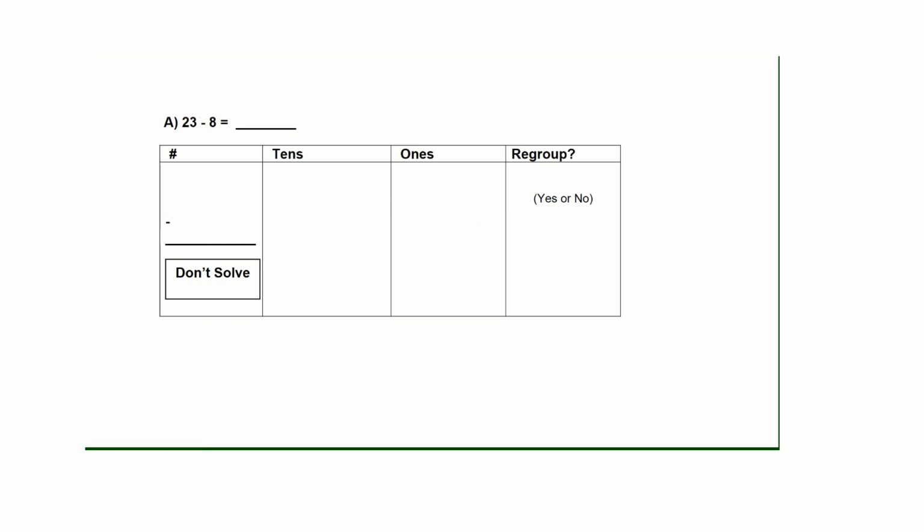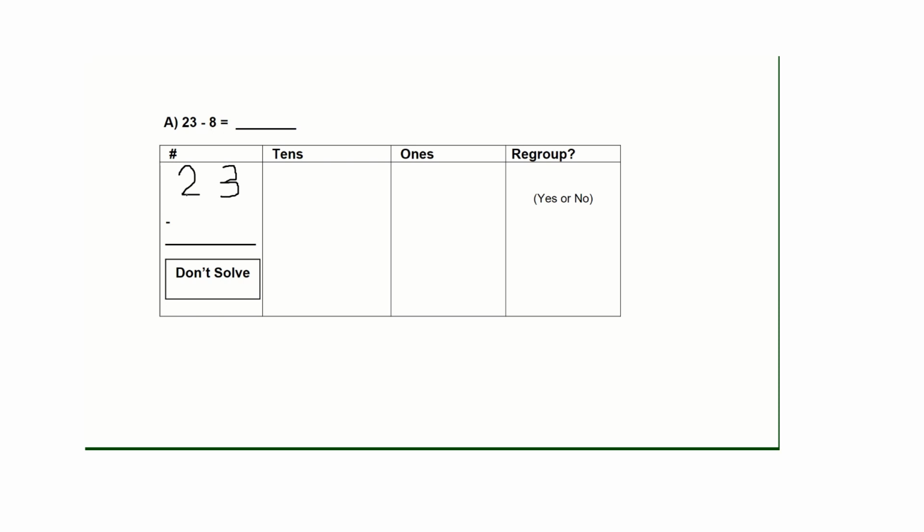Now let's take a look at our next problem. 23 minus 8. I have my problem, 23 minus 8. First thing that I want to do is write my number inside the place value chart. So I'm going to write 23. And then I've got to write my number 8.